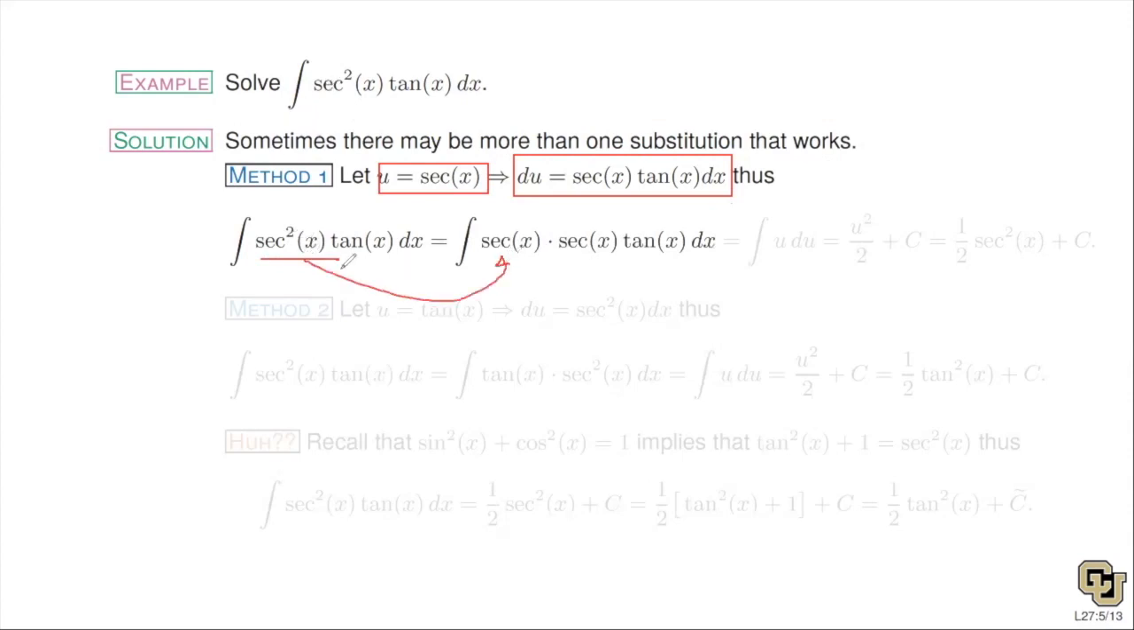So I write this as secant times secant, and if you look right here, my secant tan dx will become du. And this secant right here that's left over will become u.